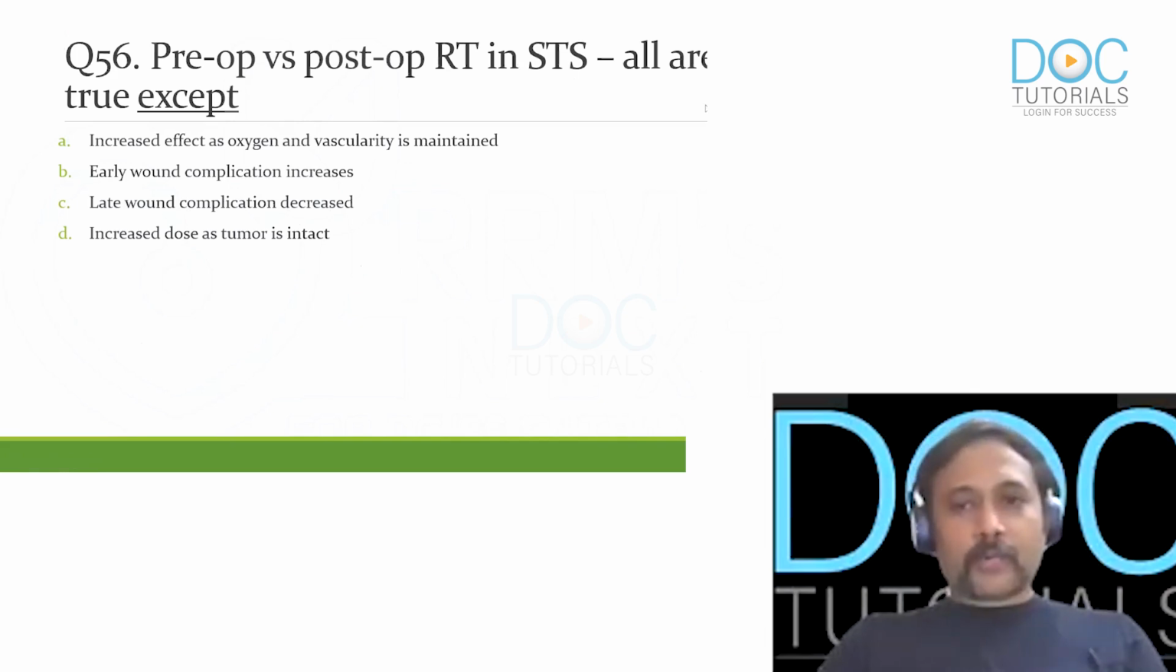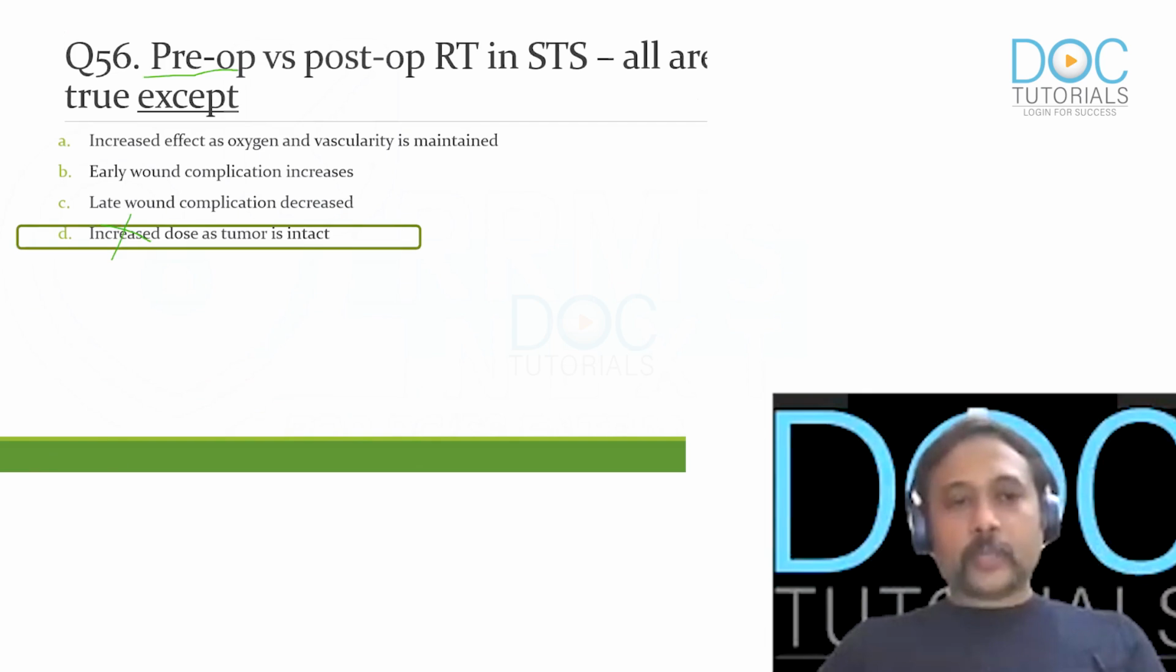Okay, so most people have gotten it right. I was just discussing it in the previous question, a couple of questions back. So it is right. The advantage of giving preoperative radiation is generally when you have the tumor in place, it is easier to define the margins. So the volume of radiation which is used for that particular patient is going to be less wherever you're going to use a preoperative radiation. So pre-op RT, you will not have an increased dose, you will have a decreased dose of radiation, and that is why that is the option that you are looking for here. So the option here is there is no increased dose, there is going to be a decreased dose.